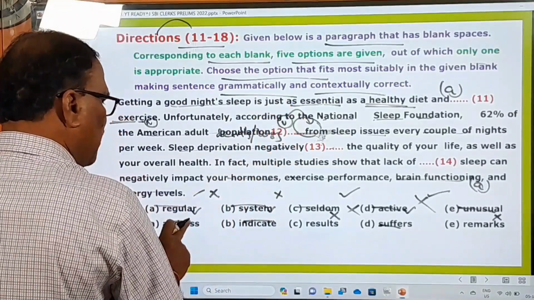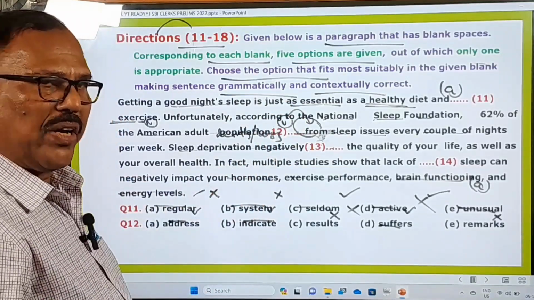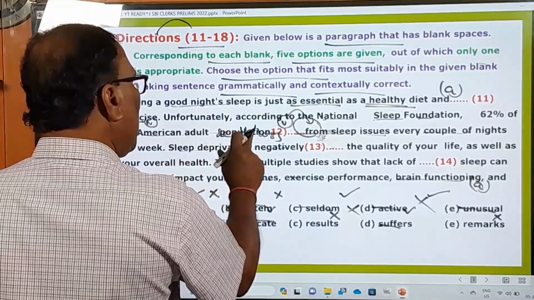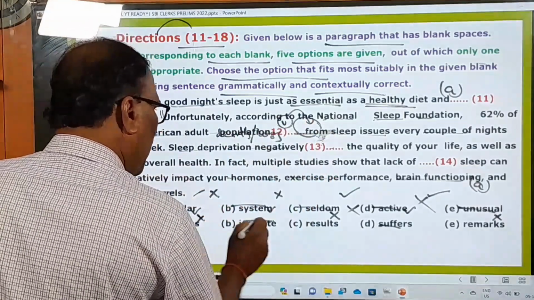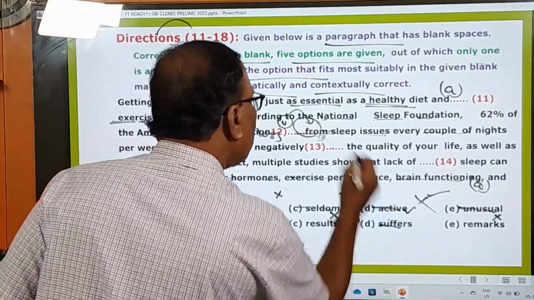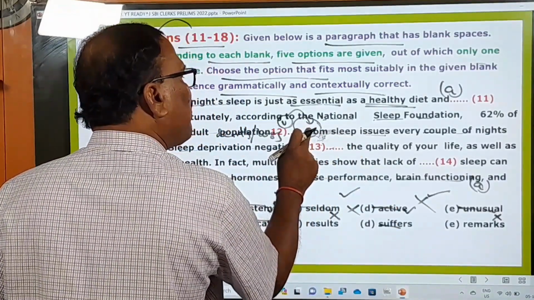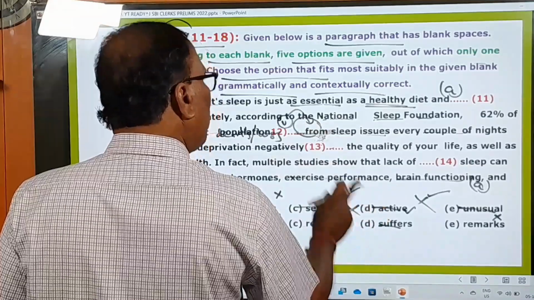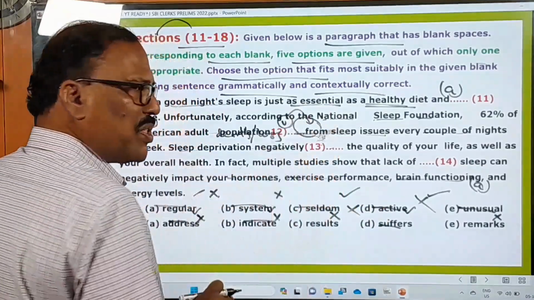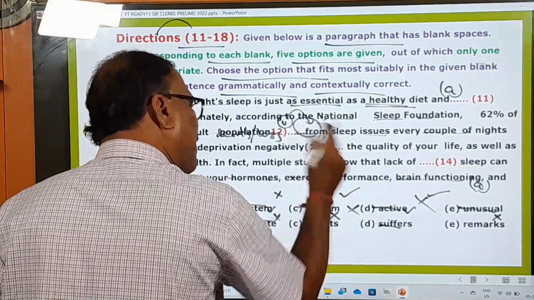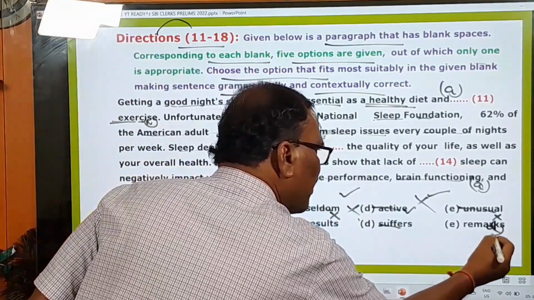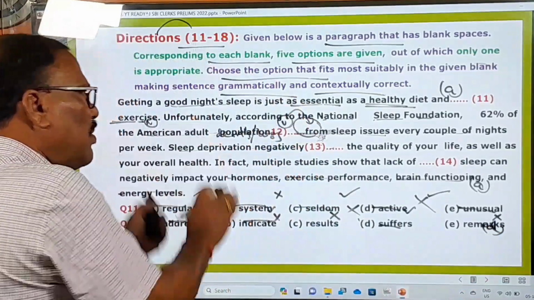Address, as I have already told you, means to manipulate or handle. So adult population handle from sleep? No. Indicate from sleep? No. Suffers from is to be used, because from is a preposition, and suffer is a verb which is always followed by the preposition from. Therefore suffers from, so this D should be used here. Logically, you have to answer that.